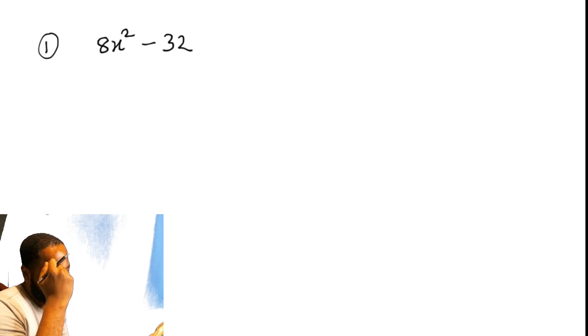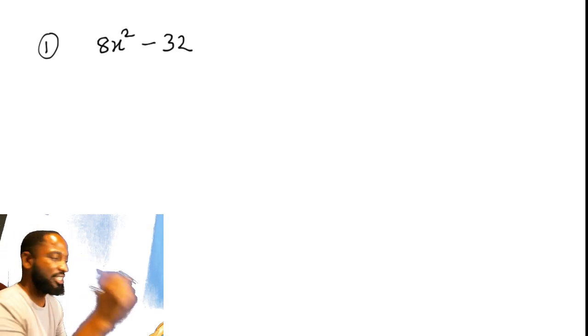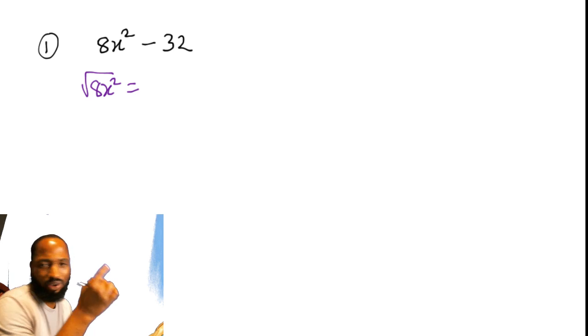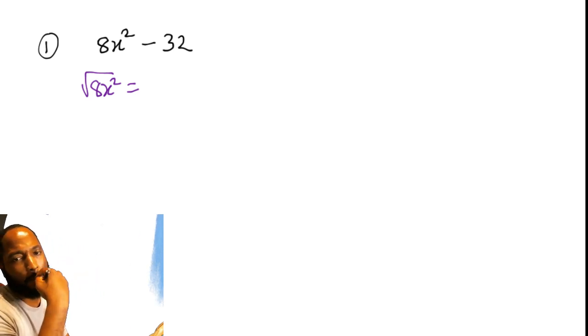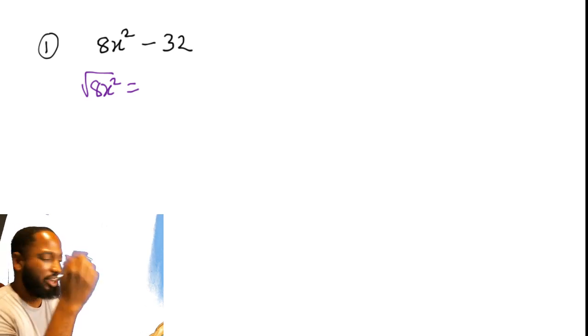Okay, I'll give you one example first. You may see something like 8x squared minus 32. And you might watch it and say, why? Because if you try to find the square root of 8x squared here, the square root of 8, you can't work that out. Square root of 8 is some kind of weird number. The square root of 32, you can't really work out that first.